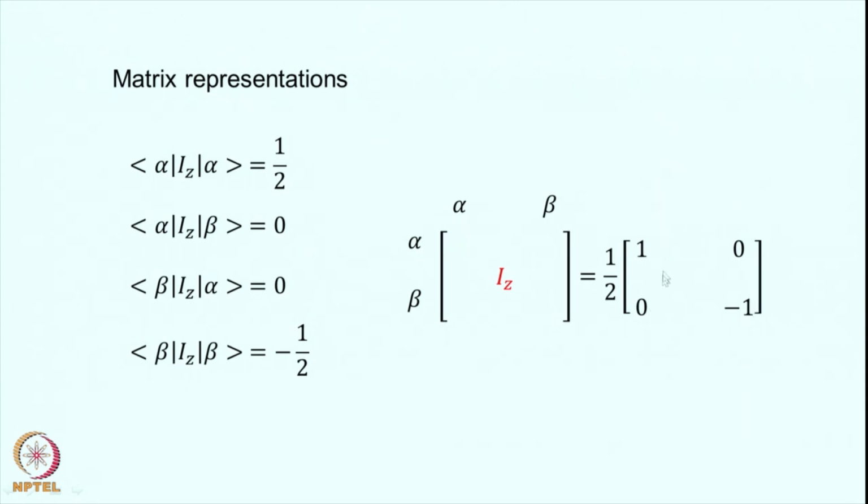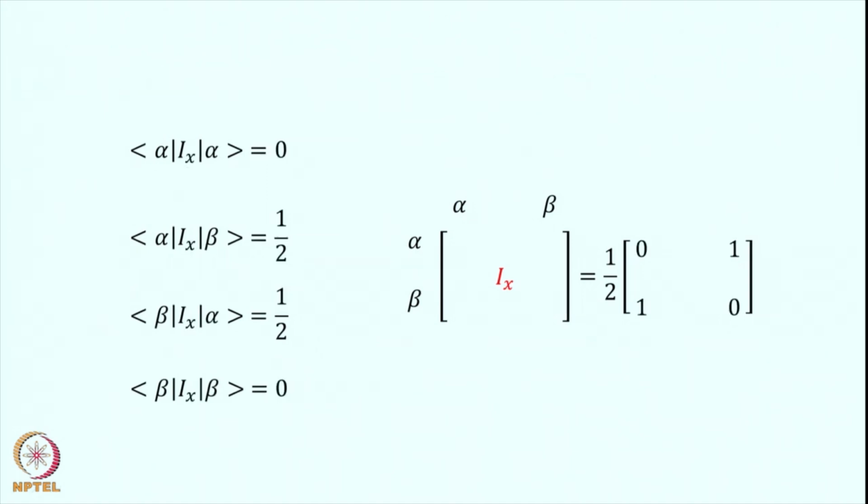So basically this becomes the matrix representation of the Iz operator for a single spin I equal to half. Similarly, we can do that for the Ix operator. Now, if you remember, Ix converts alpha into beta, it gives me half beta. So if I take the half out, then I have alpha beta, and that will be 0.